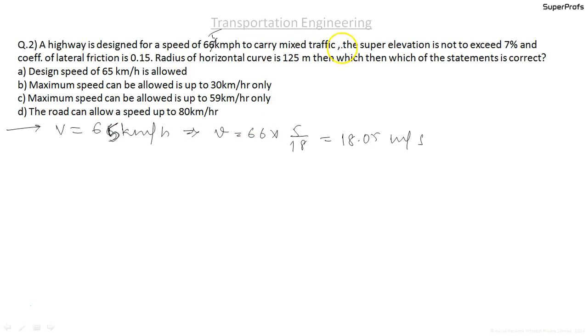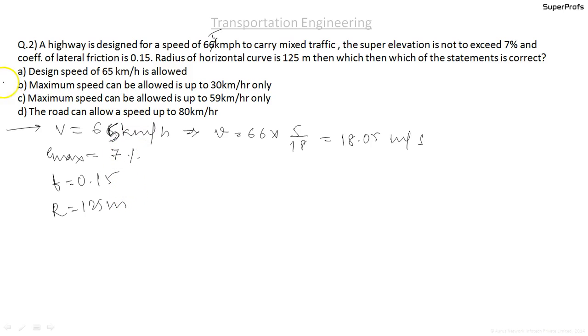And to carry mixed traffic, the super elevation is not to exceed 7%. So it is given here that E max = 7%, and the coefficient of lateral friction is given to be 0.15. The radius of horizontal curve is given to be R = 125 meters. Then which of the following statements is correct?